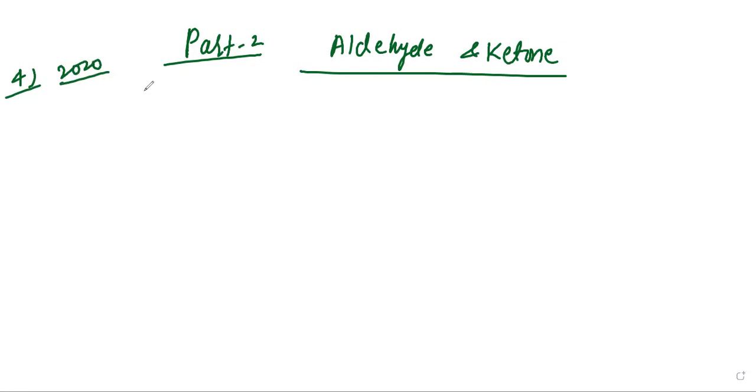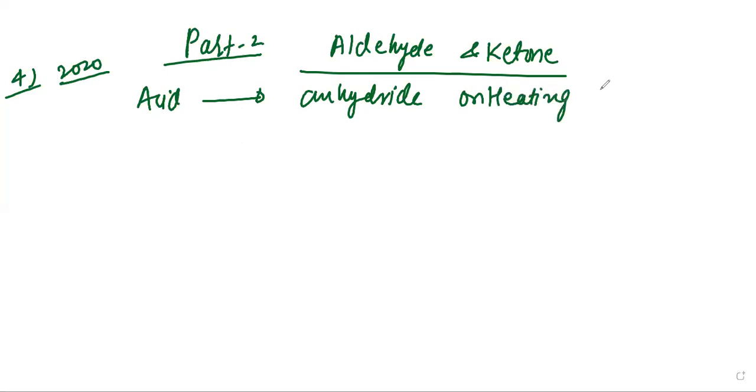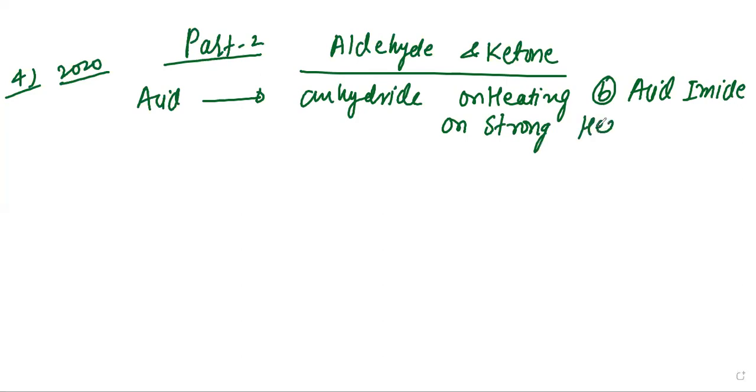Which of the following acid? So we have to find the acid which reacts with anhydride on heating, and second, it also reacts with ammonia to form acid amide on strong heating with ammonia. So see the explanation for it.